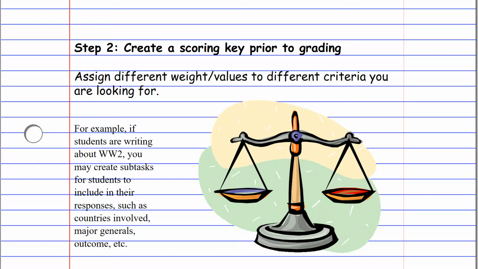Step number 2 is to create a scoring key prior to grading. The scoring key can be modified while grading, however, it is best to start with a key rather than grading as you go along. Creating a key essentially means assigning weight or point values to different criteria you are looking for in an essay. For example, if students are writing about World War II, you may create subtasks for students to include in their responses, such as countries involved, major generals, outcome, etc.